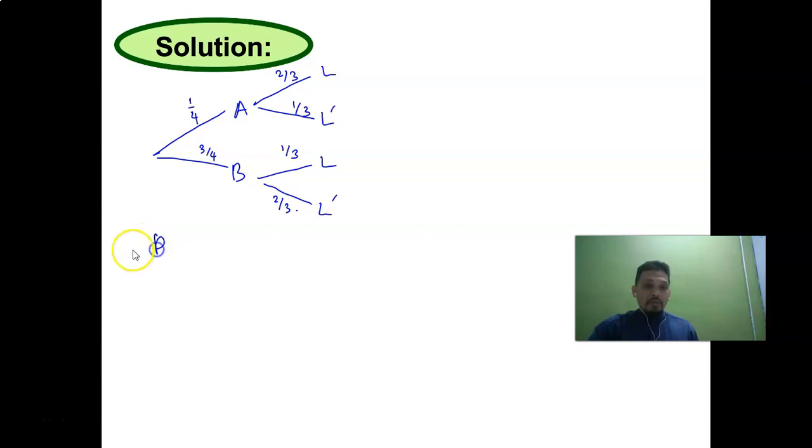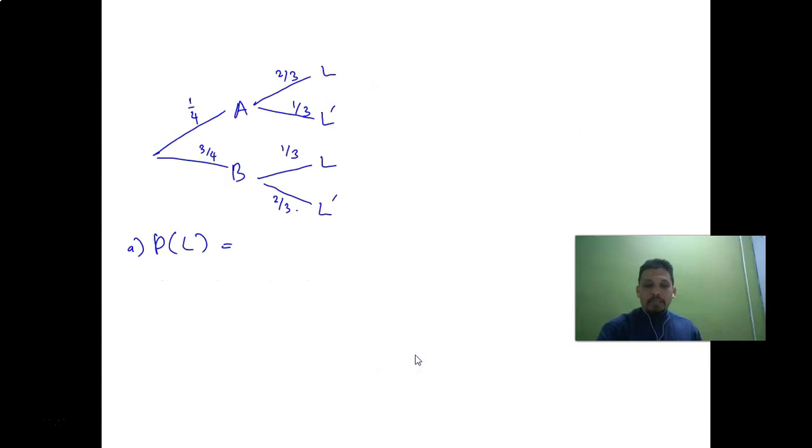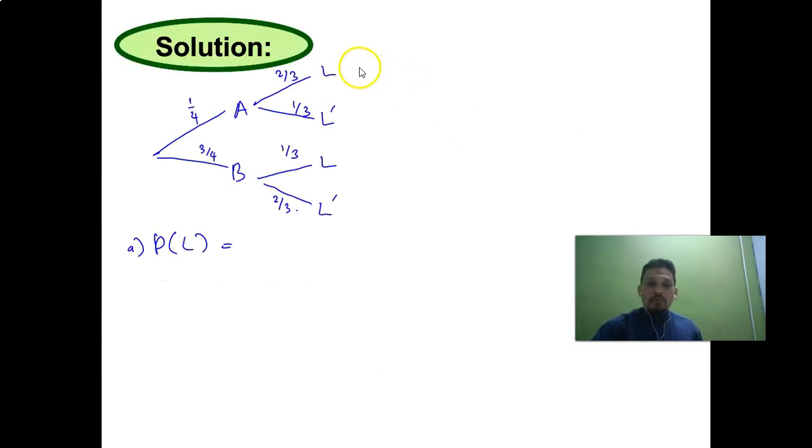So what is the probability that he is late for work on a particular day? For question A, what is the probability that he is late for work on a particular day? We are focusing on this starting point. We have a choice of route A and end up with L here, and also using route B and end up with late here.